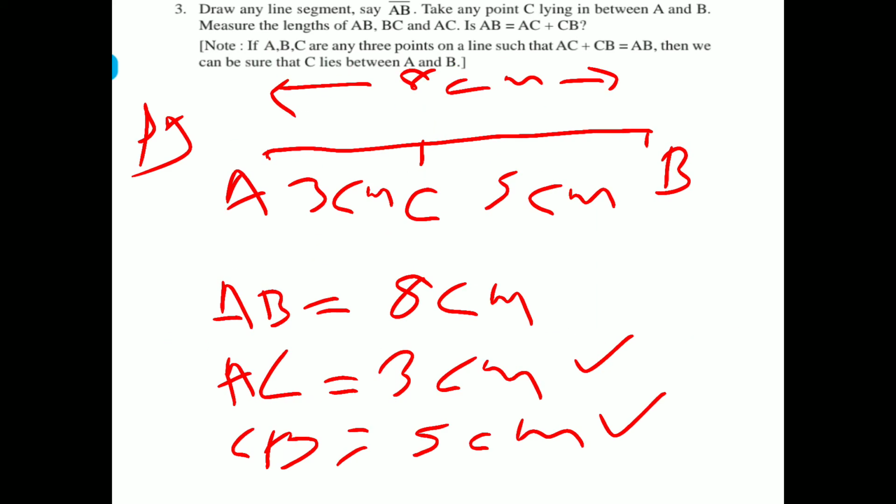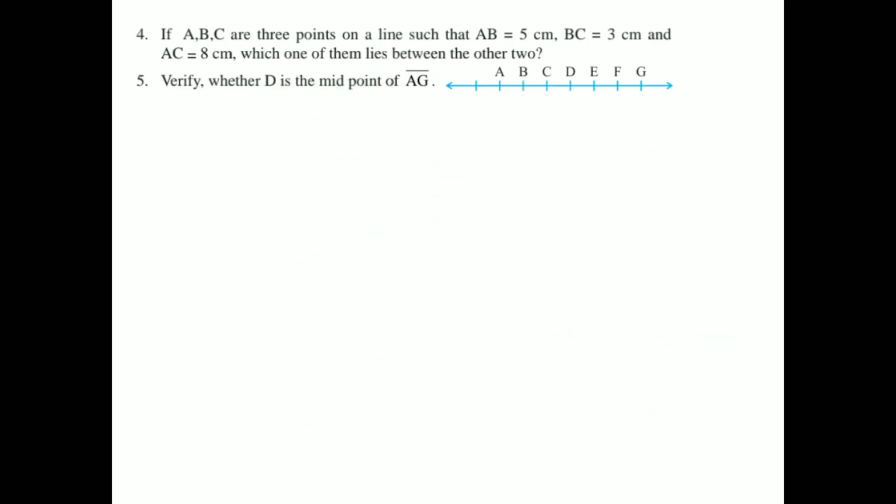What have we done? We have taken a line segment of any length, then we measured its length, then we measured AC and wrote its length, AB is 8 centimeter, AC we measured, and then we wrote CB. Then we add AC and CB. If the answer of AC plus CB is the same as AB, then we say yes, AB is equal to AC plus CB. Clear? Now we do question number 4.